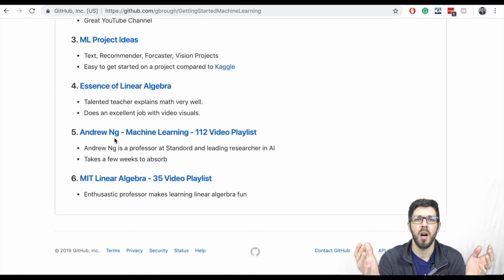The next two are video series that have been released by universities. Andrew Ng was part of Google Brain and is now an adjunct professor at Stanford, and he's created 112 videos of machine learning that are pretty recent and relevant. He's considered one of the well-known names in the industry. So how awesome is it that he's given this out for free?